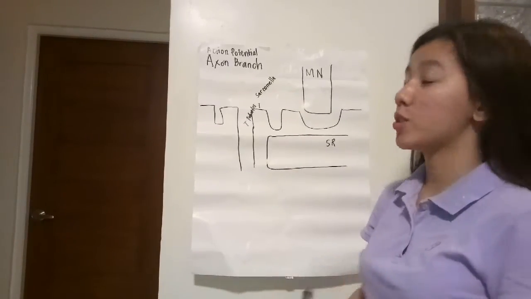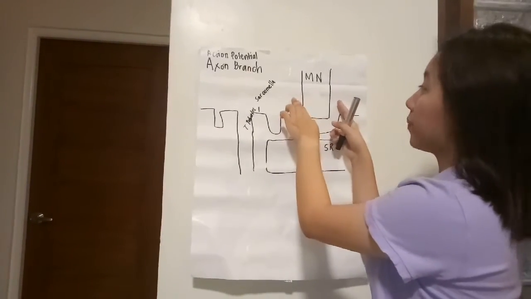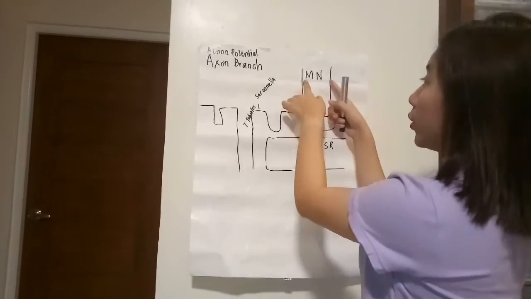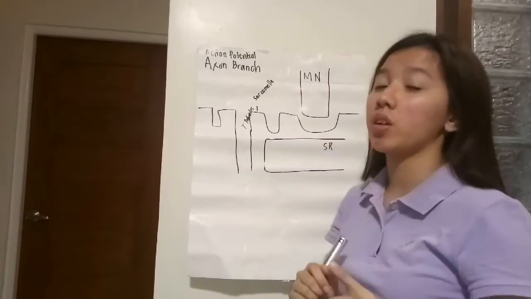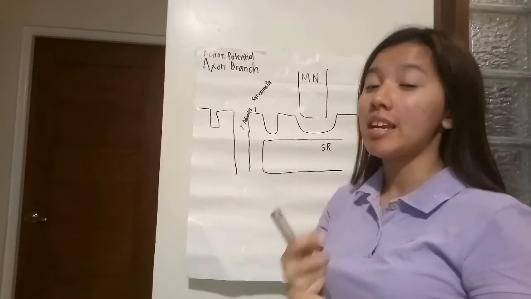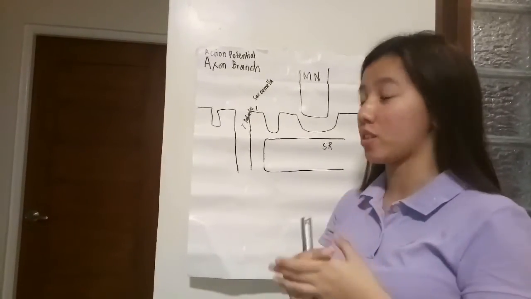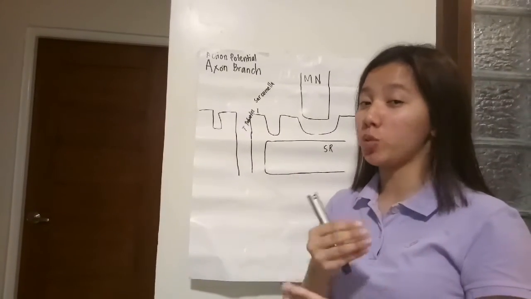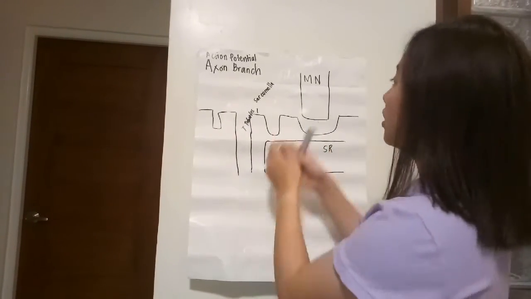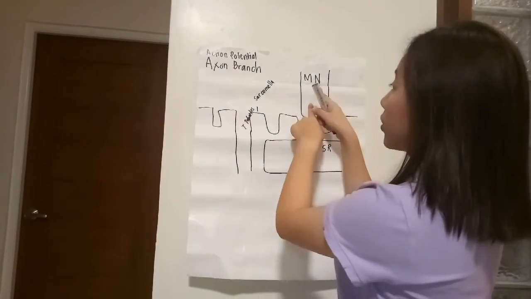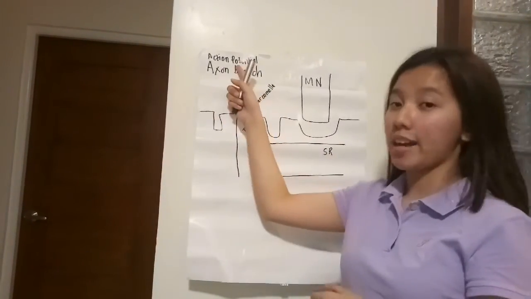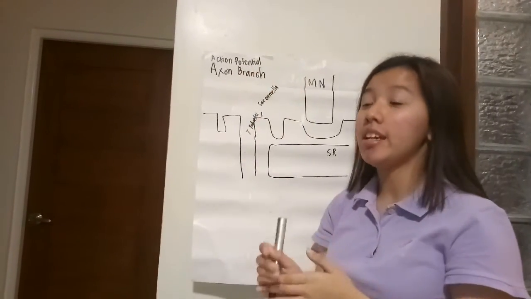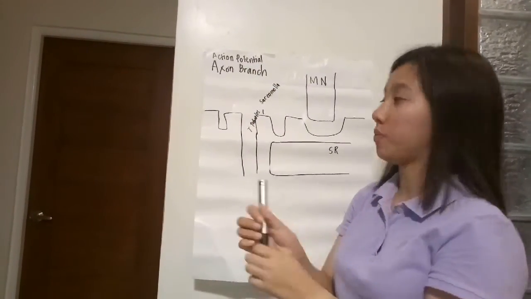The process starts within the axon branch. Inside the axon branch, there are the motor neurons. The motor neurons are the specialized nerve cells that stimulate the start of the muscle contraction. So without motor neurons, muscle contraction wouldn't be possible. Motor neurons stimulate what we call the action potential. What the action potential does is it initiates the muscle contraction.